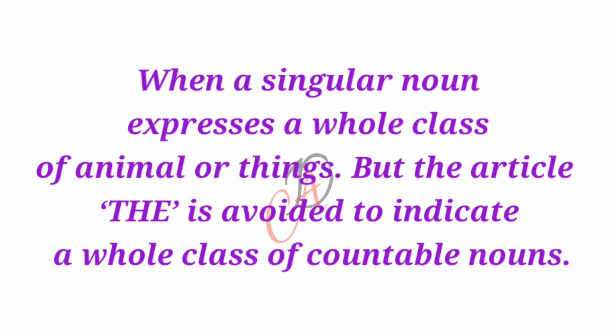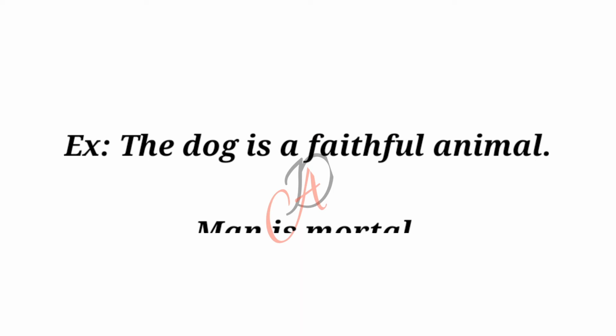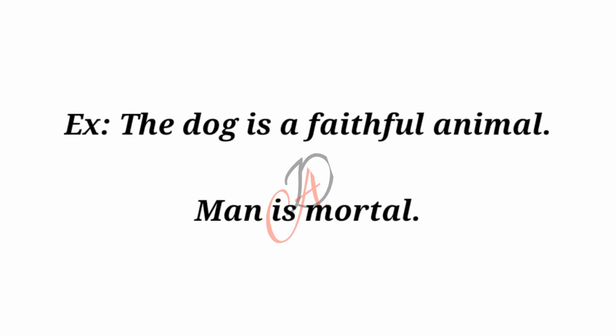It is used with a singular noun to express a whole class of animals or things, but the article 'the' is avoided to indicate a whole class of countable nouns. For example, the dog is a faithful animal, man is mortal.